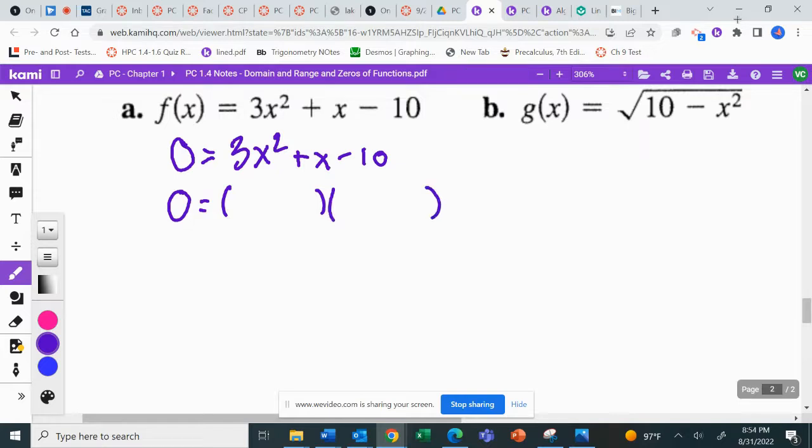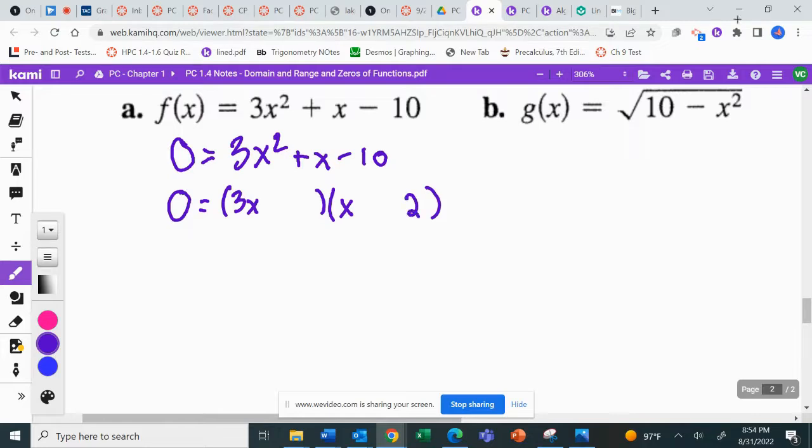So I'm going to do guess and check. This is 3x squared, so it's got to be a 3x and an x. This last sign is negative. That means I'm going to have a positive and a negative. And we've got a 10. It could be 10 and 1. It could be 2 and 5. Just seeing that I need a 1 in the middle, I'm kind of thinking it's a 2 and 5.